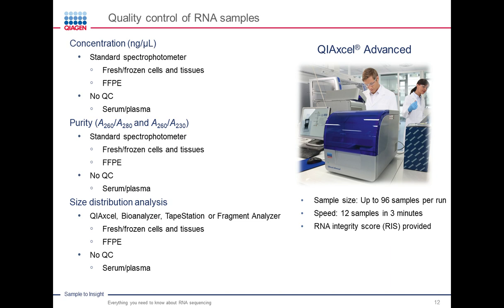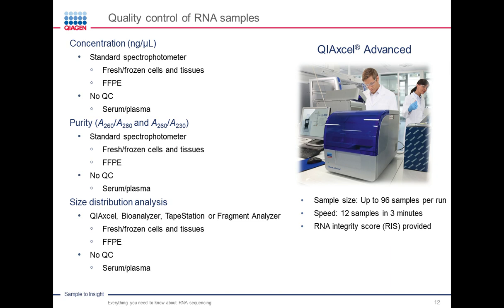And looking very quickly at the QIAGEN Advanced, you can assess the size distribution of up to 96 samples per run, and the speed is about 12 samples for every 3 minutes. And what you receive from this is an RNA integrity score, or a RIS number. All right, so back to serum and plasma.